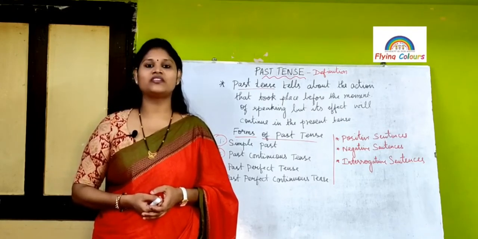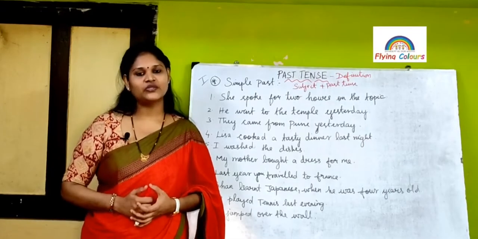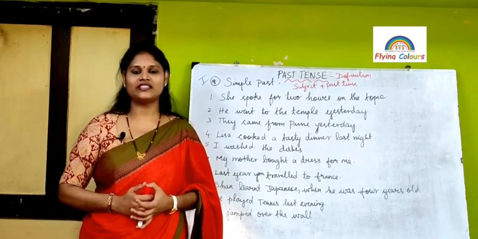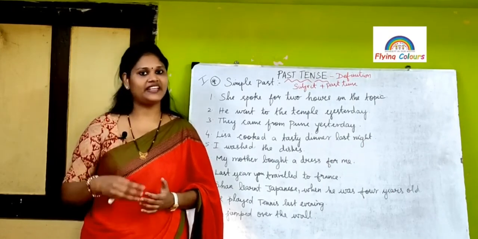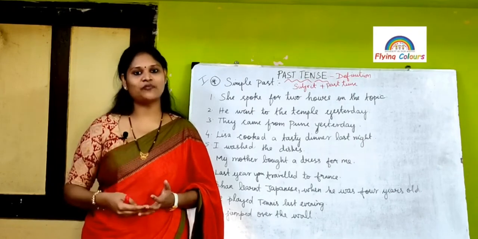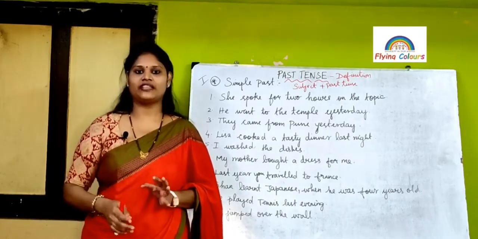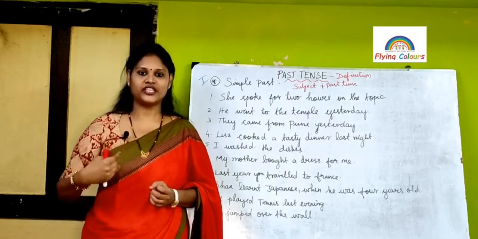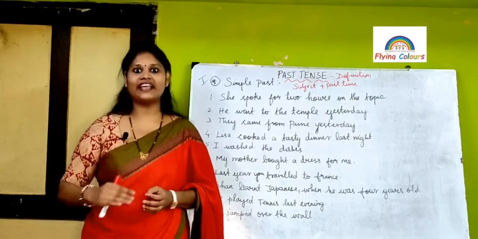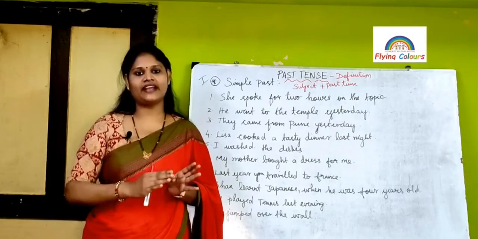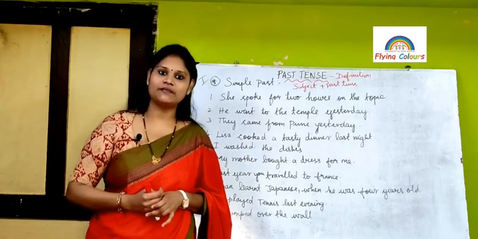Let us learn about the examples of past tense. Let me teach you some examples in positive sentences which come under simple past. In simple past, it may be any subject, singular or plural, plus the past tense. Very simple. For example, they came, she ran, we cooked, I played. So you have to write a subject plus the past tense. This is the formula for simple past.